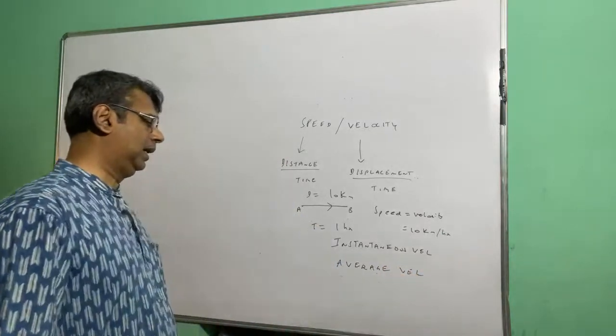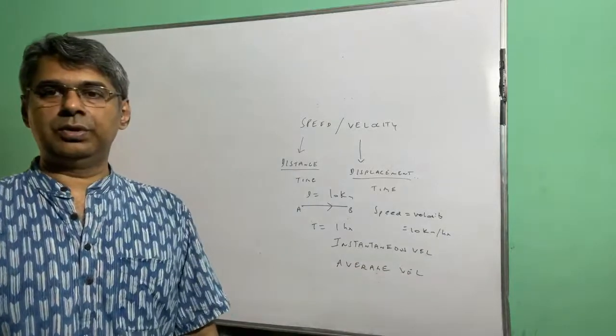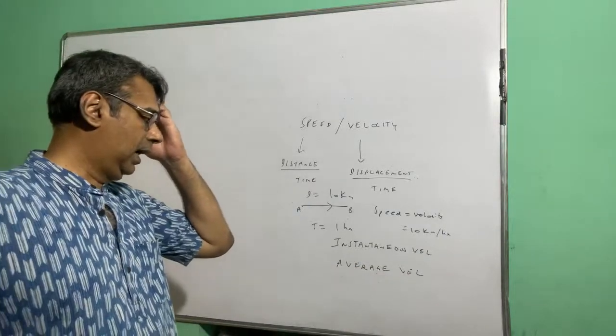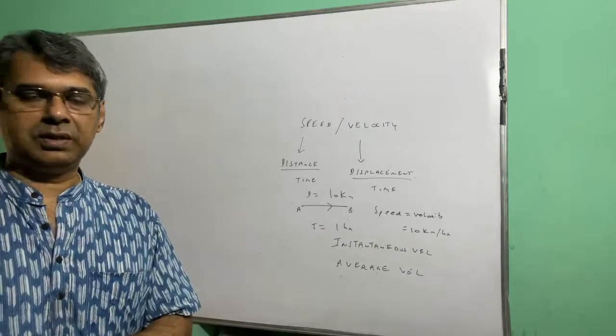So if the direction of motion of the body is changing, then instead of velocity you should use instantaneous velocity and or average velocity, any one. Let me explain to you what is the difference.